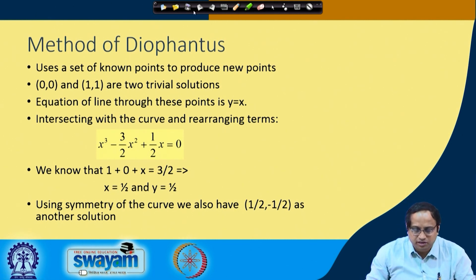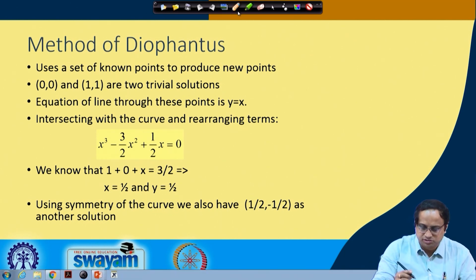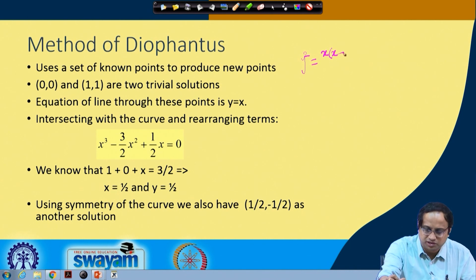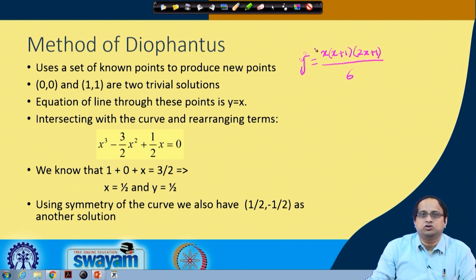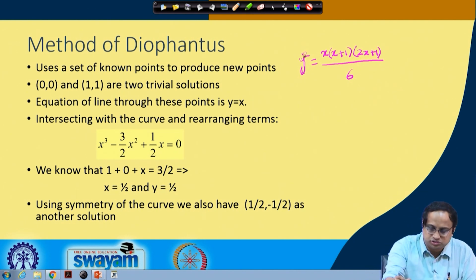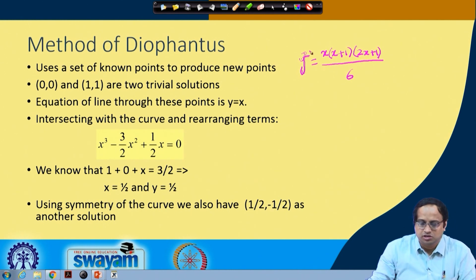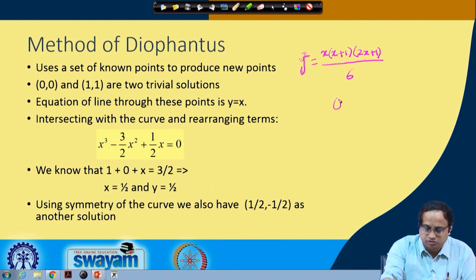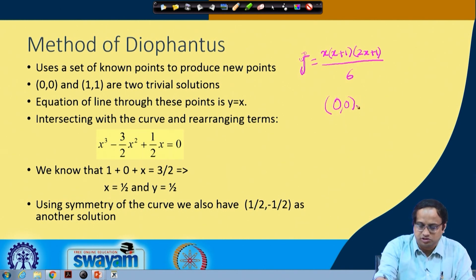If I may write down the equation, it was y squared equals x into x plus 1 into 2x plus 1 by 6. You can easily see that 0 and 0 are solutions to this equation. So 0, 0 is a trivial solution. Likewise, you can also see that 1, 1 is also a trivial solution.